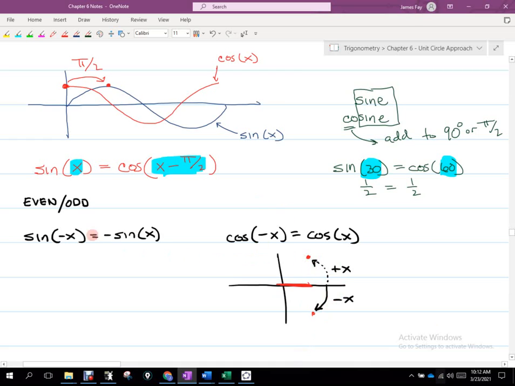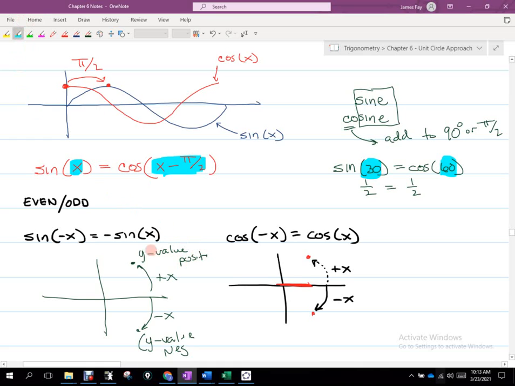Similar relationship over here, but we have to negate something. We have to negate the sine of positive x to do that. I'll just draw it. Over here, if I go negative x for the sine, so that's negative x, the y value down here would be negative, right? Well, if I want to go positive x, which would be this y value, what's the y value up here? The y value is positive.